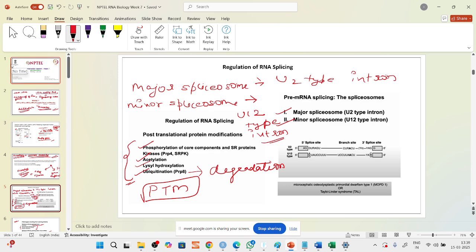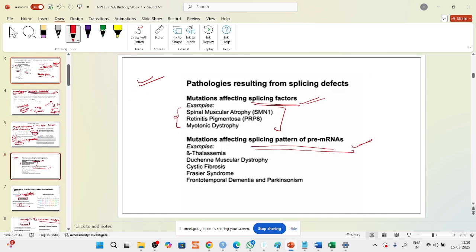Then we came to the regulation of post-translational protein modifications, such as phosphorylation, acetylation, hydroxylation, and ubiquitination. And then we studied the pathologies which can happen with the help of mutations that affect the splicing factors or the splicing patterns of pre-mRNA, such as spinal muscular atrophy, retinitis pigmentosa, myotonic dystrophy, beta thalassemia, cystic fibrosis, Fraser syndrome, and all these things.